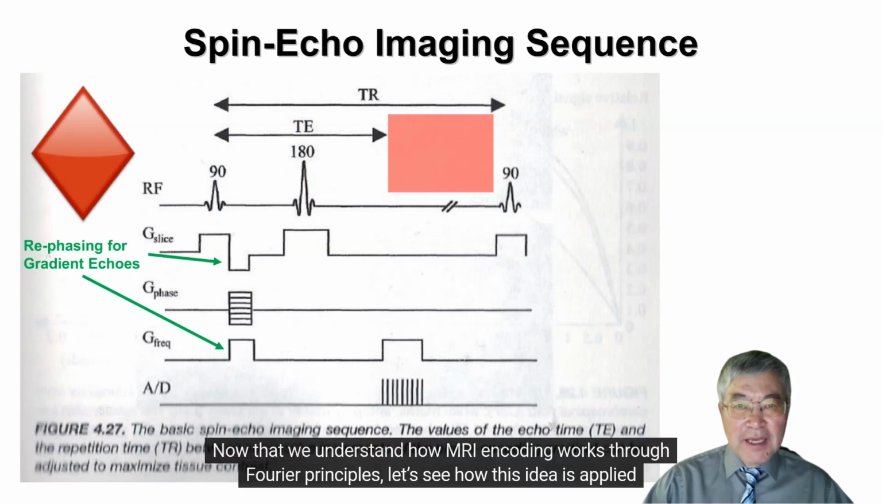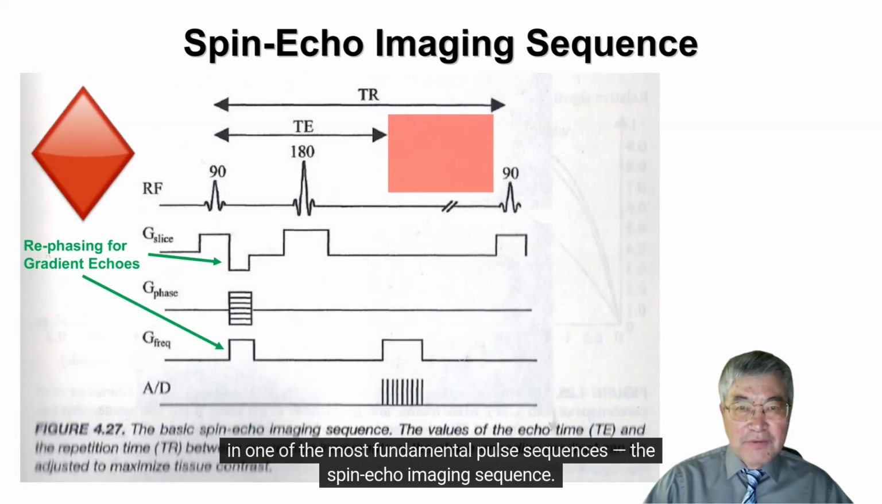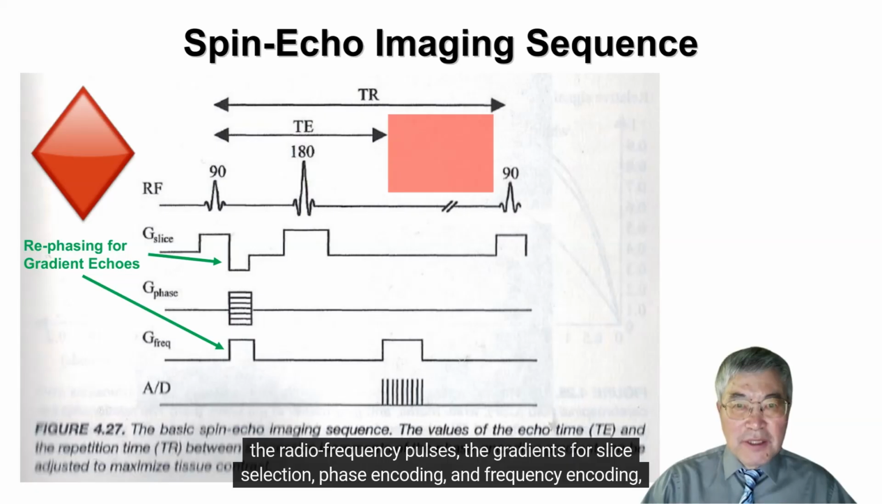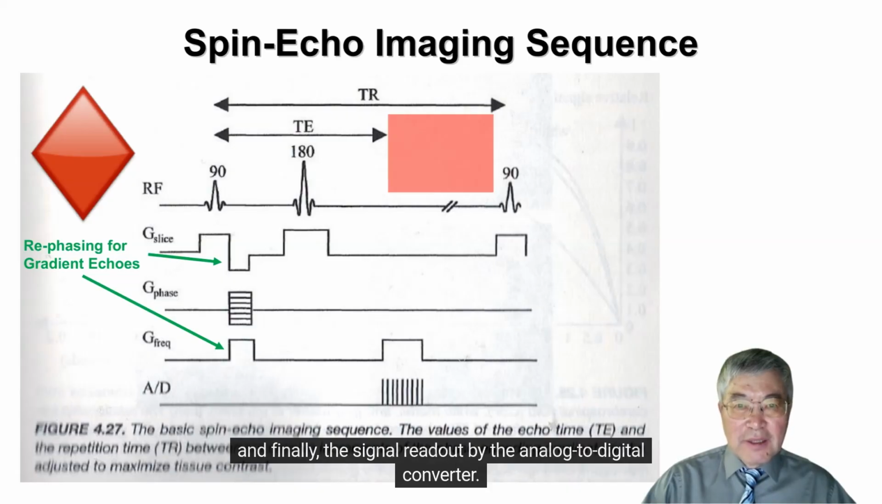Now that we understand how MRI encoding works through Fourier principles, let's see how this idea is applied in one of the most fundamental pulse sequences, the spin-echo imaging sequence. In this diagram, the horizontal axis represents time, and you can see the major events in the sequence: the radio frequency pulses, the gradients for slice selection, phase encoding and frequency encoding, and finally, the signal readout by the analog to digital converter.